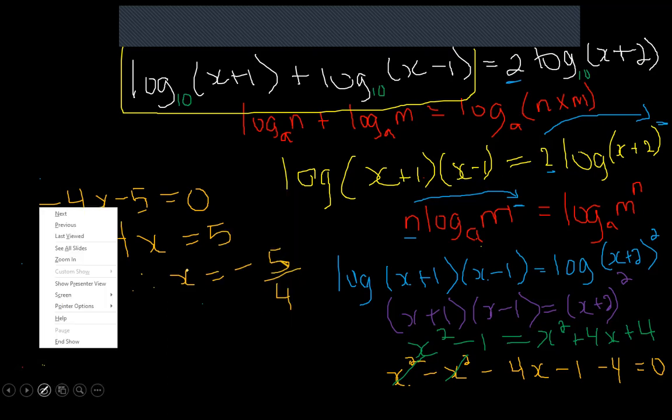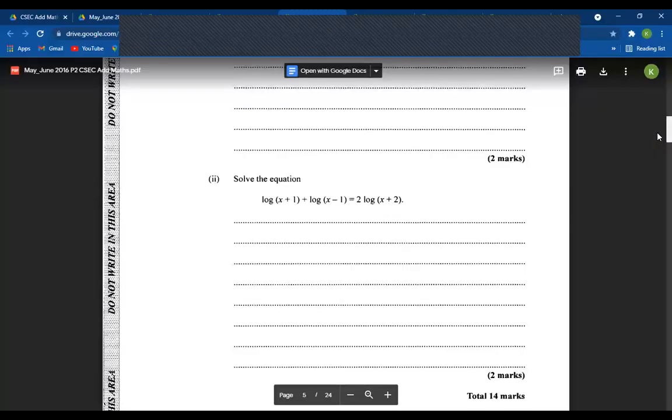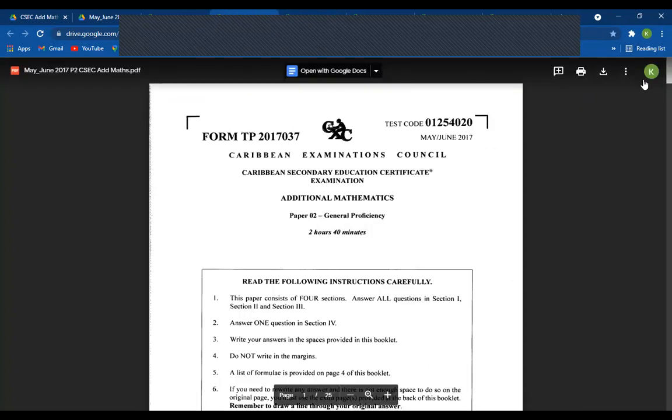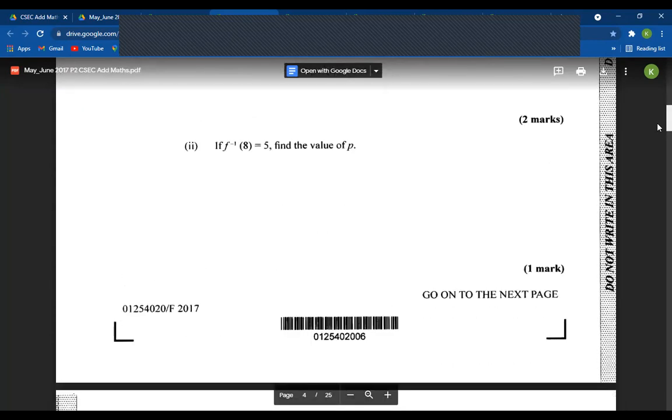Oh gosh, my mouse. Okay, next possible question. I don't think there are any more logs. No. You have to do those exponential equations.